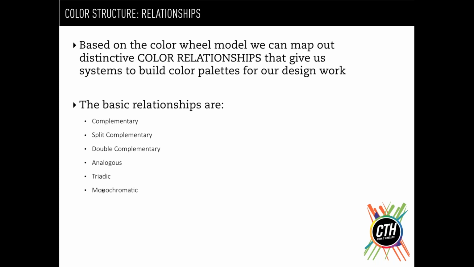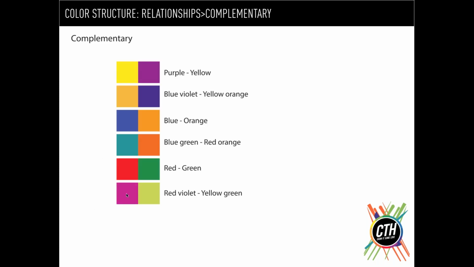So we're going to work with these basic color relationships for the first assignment: complementary, split complementary, double complementary, analogous, triadic, and monochromatic. First, we have complementary. Now, these are colors that are opposite each other on the color wheel. So they create a high contrast color relationship that has just two colors.